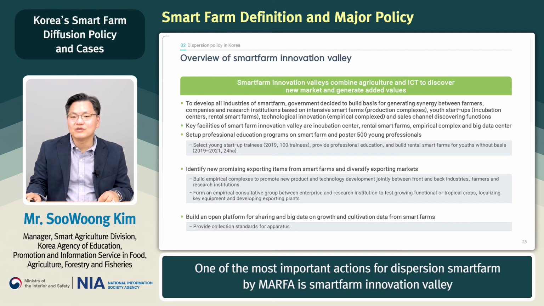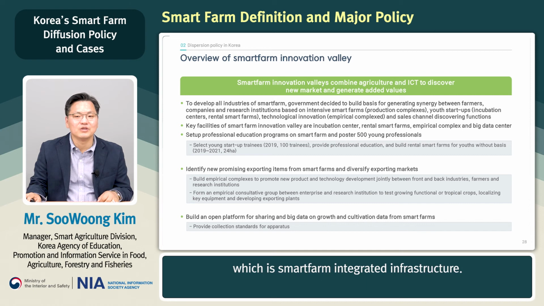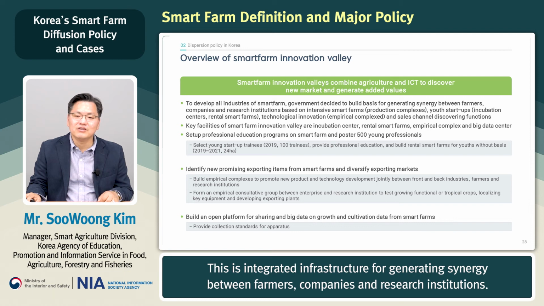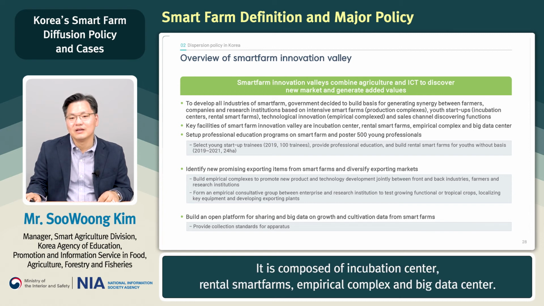One of the most important actions for dispersing smart farms by MARPA is the Smart Farm Innovation Valley, which is smart farm integrated infrastructure. This is integrated infrastructure for generating synergy between farmers, companies, and research institutions. It is composed of an incubation center, rental smart farm, empirical complex, and big data center.